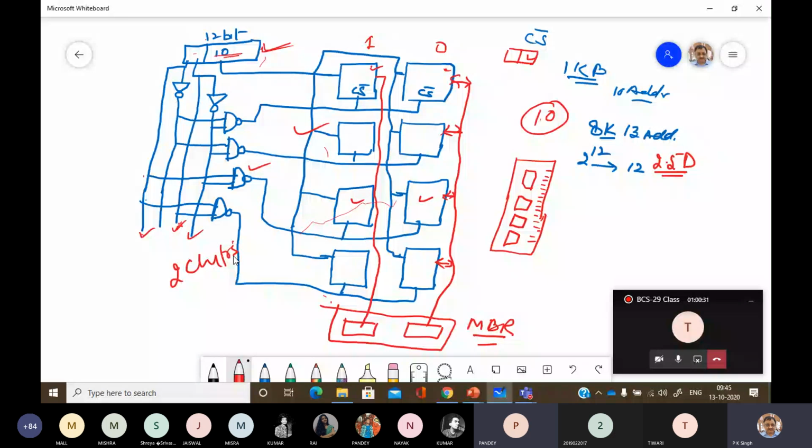Okay, and how many chips are needed will depend upon the processing length of the processor. You have heard about 16-bit processor, 32-bit processor, 64-bit processor.